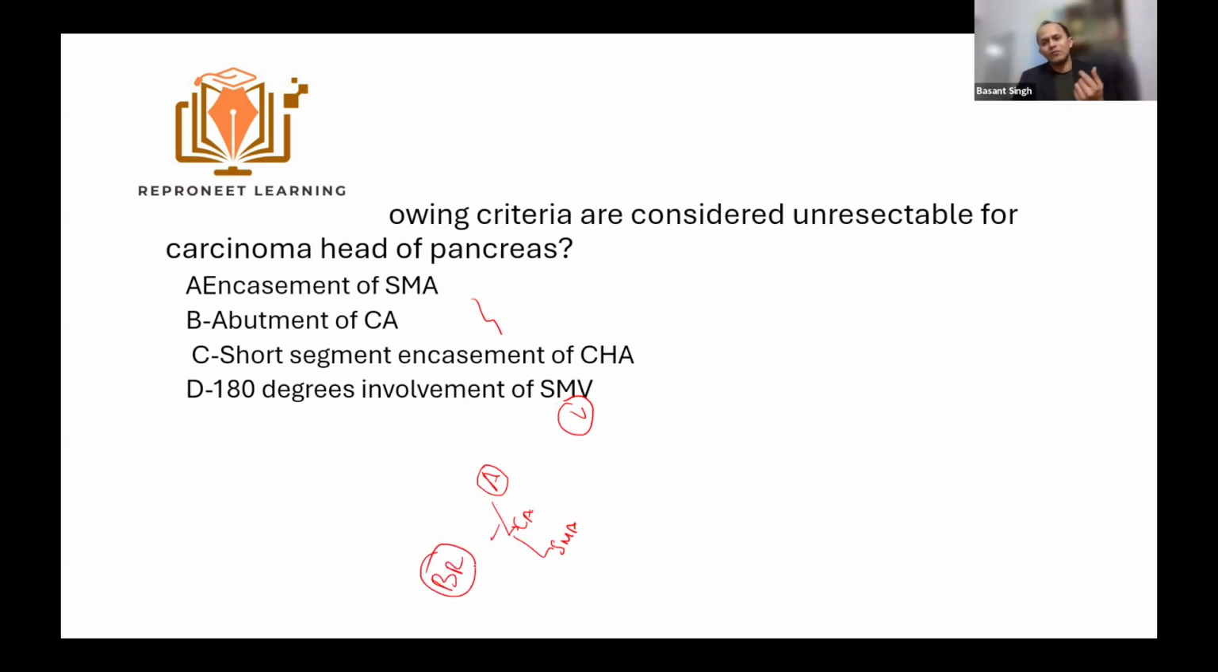Okay. Now, what is the extent of contact? If the contact is less than 180 degrees, it is borderline resectable. If it is more than 180 degrees, then it becomes a locally advanced pancreatic cancer. Now, note this term. What is locally advanced pancreatic cancer? Okay. So artery is very clear. Any contact less than 180 degrees, it becomes borderline resectable. Any contact more than 180 degrees, it becomes locally advanced or unresectable pancreatic cancer.